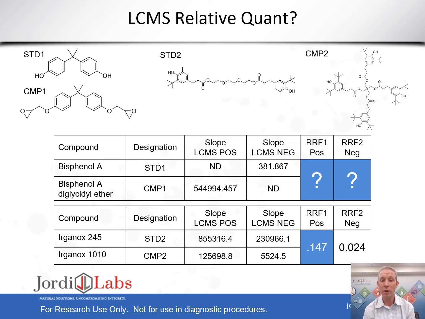Here we have Irganox 245 and Irganox 1010. And we can see that both of these compounds have very similar chemistry. Both are hindered phenolics, both have ester groups in their backbones, and they're both relatively large molecules. If I then try to analyze the Irganox 1010 using the Irganox 245 through LCMS relative quant, I see that the highest quantitative accuracy I can get is only roughly 15%. That's because these two molecules actually ionize to significantly different extents and therefore give significantly different responses, even though their chemistry would be considered to be similar.